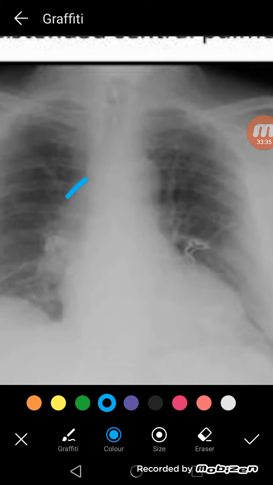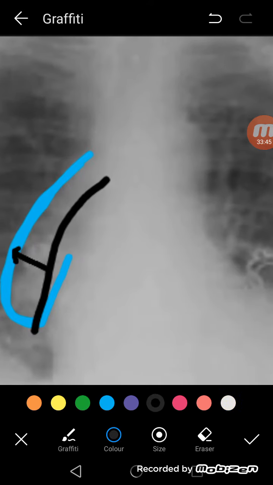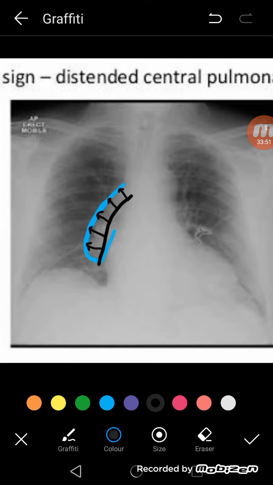Usually we don't get such a profound shadow. Usually it would have been limited only to this much area, but now it is distended, so you can see this extra because of distension. It is appearing much bigger and more conspicuous.